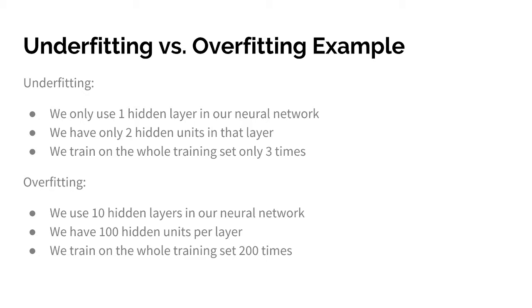If we're overfitting, we could be using 10 hidden layers for a very simple task in our neural network. We have 100 hidden units per layer, and are training on the full training set 200 times. This would already take ages to compute, and it would give you a model that's far too specific and picks up on too many specific details that don't generalize well.